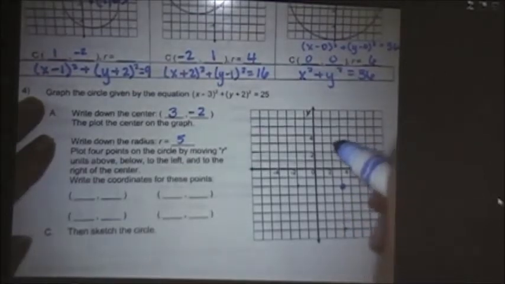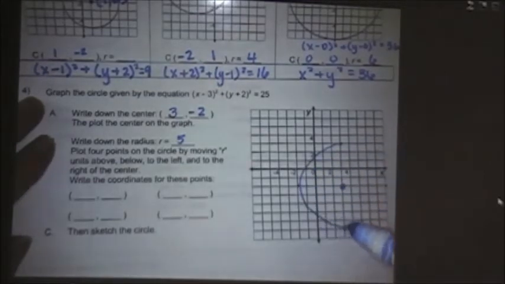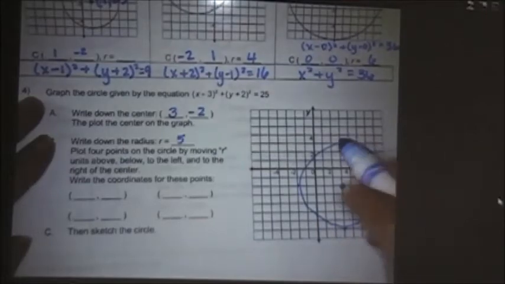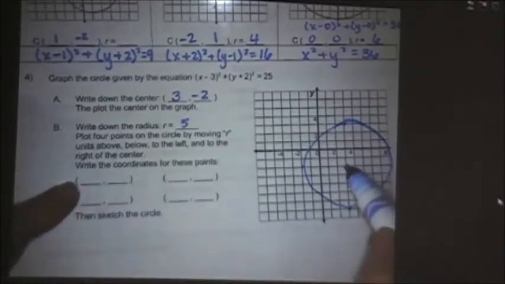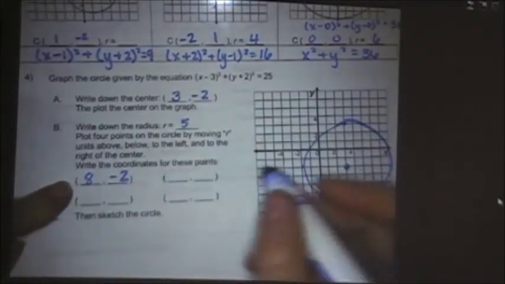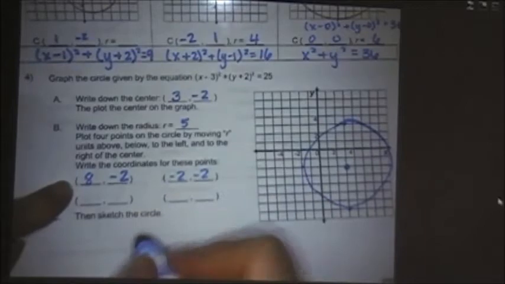And then just do the best you can to graph it. I know it won't be perfect. My circles never are. As a matter of fact, they're usually really bad. Like that. Yep. But it asks me for these 4 points. So all you got to do, once you've counted them, is just figure out what these points are. So this is the point (8, -2), (-2, -2).